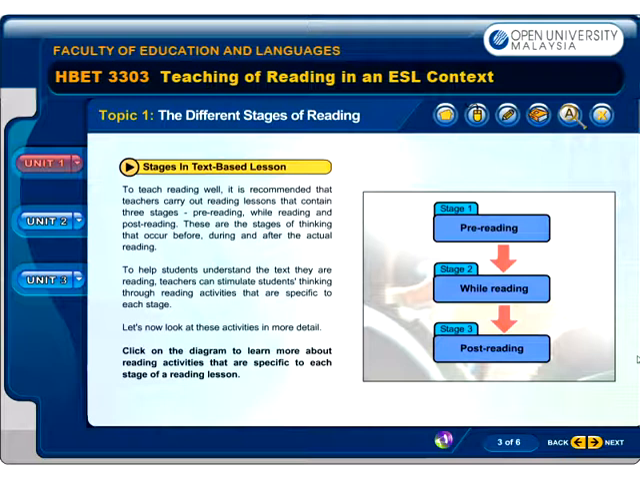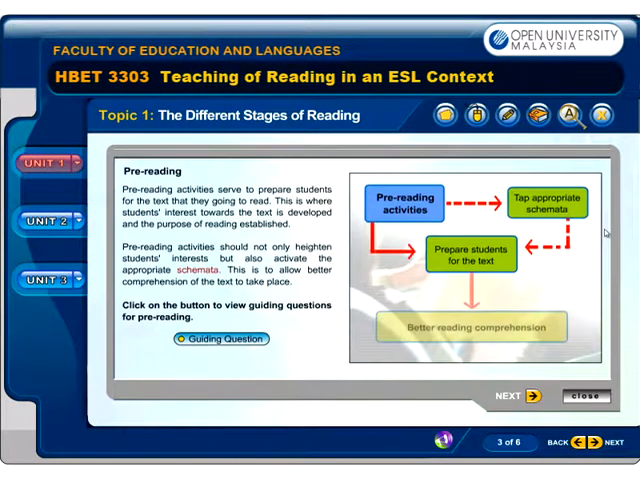To help students understand the text they are reading, teachers can stimulate students' thinking through reading activities that are specific to each stage. Let's now look at these activities in more detail. Click on the diagram to learn more about reading activities that are specific to each stage of a reading lesson.